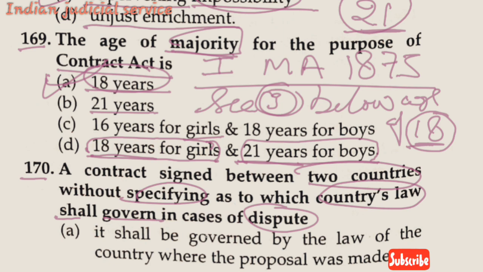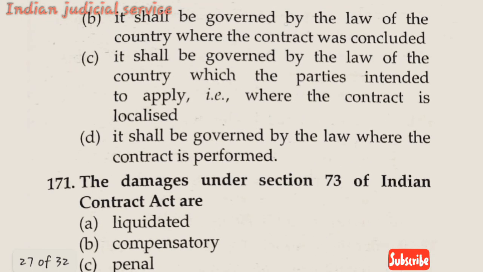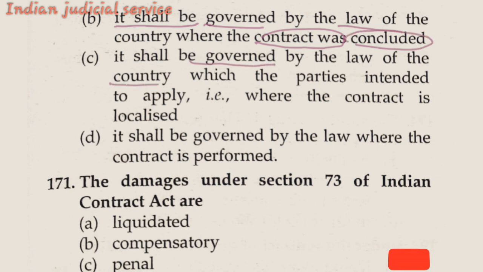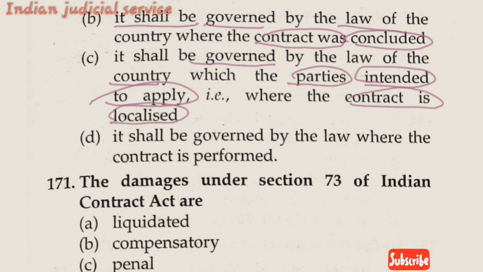Option A, it shall be governed by the law of the country where the proposal was made. Option B, it shall be governed by the law of the country where the contract was concluded. Option C, it shall be governed by the law of the country which the parties intended to apply, for example, where the contract is localized. Option D, it shall be governed by the law of the country where the contract is performed. So it is clear here, our answer is option C.